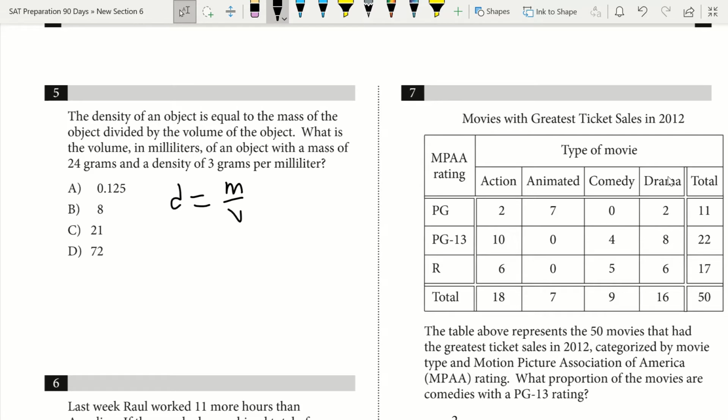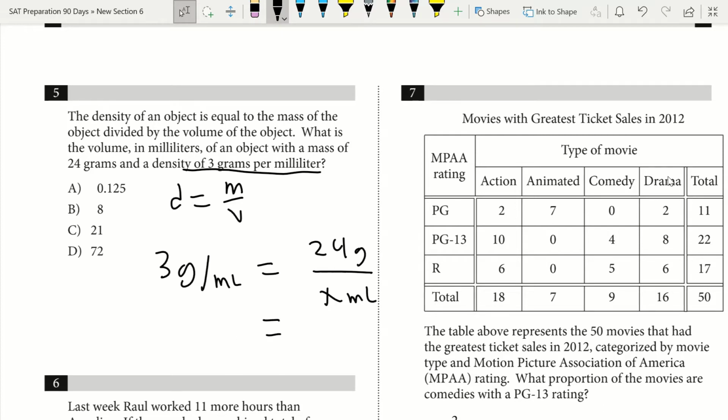So what is the volume in milliliters of an object with a mass of 24 grams and a density of 3 grams per milliliter? So we have 3 grams per milliliter, and that has to equal our 24 grams over X amount of milliliters. So one thing that I would recommend doing is instead of multiplying by X and then dividing by 3, just thinking 24 divided by what gives me 3, and then you would probably quickly recognize 24 divided by 8 is going to give me 3. So that would be 8 milliliters is equal to X, right?